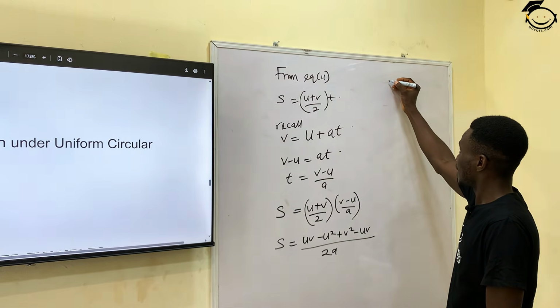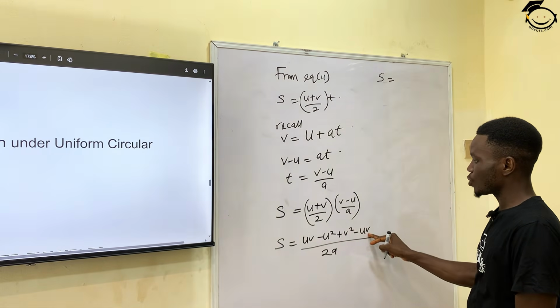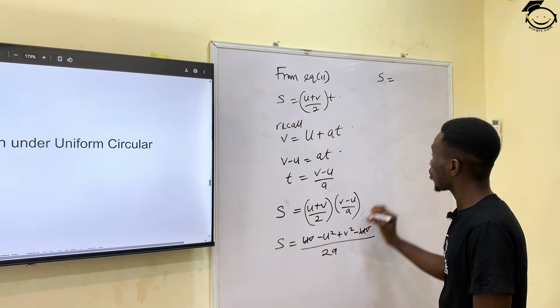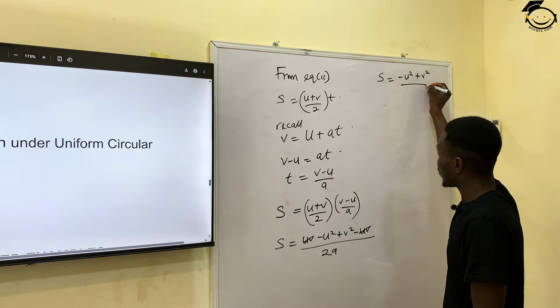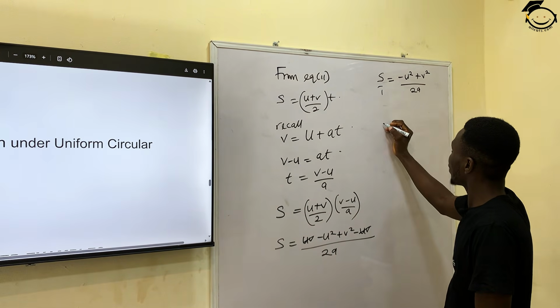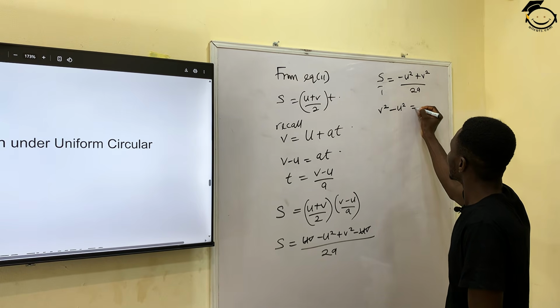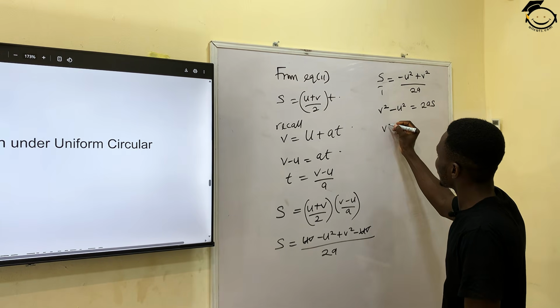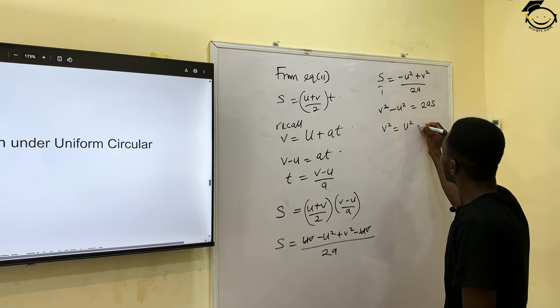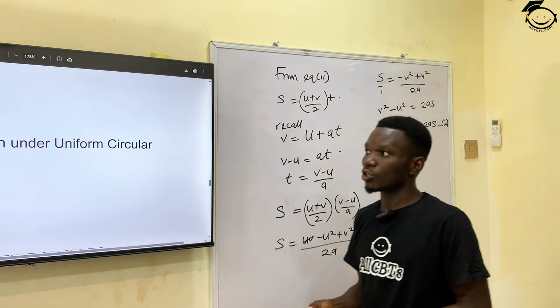Moving on from there, if you look at this, I have uv, and I also have minus uv here, so they will cancel out. Automatically I'll have (v squared minus u squared) divided by 2a. If I cross multiply, I'll have v squared minus u squared is equal to 2as. If I move u squared to the other side, my v squared is equal to u squared plus 2as. This is my equation 4, the fourth equation of motion.